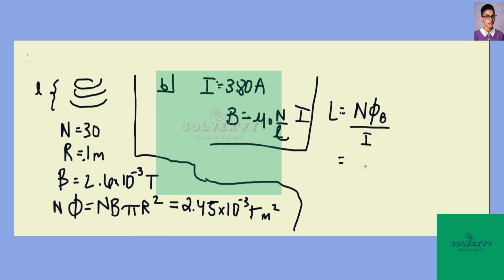Okay. And so, yeah, if you plug in 2.45 divided by 3.8 amps, then I got 6.45 times 10 to the minus 4 henries.